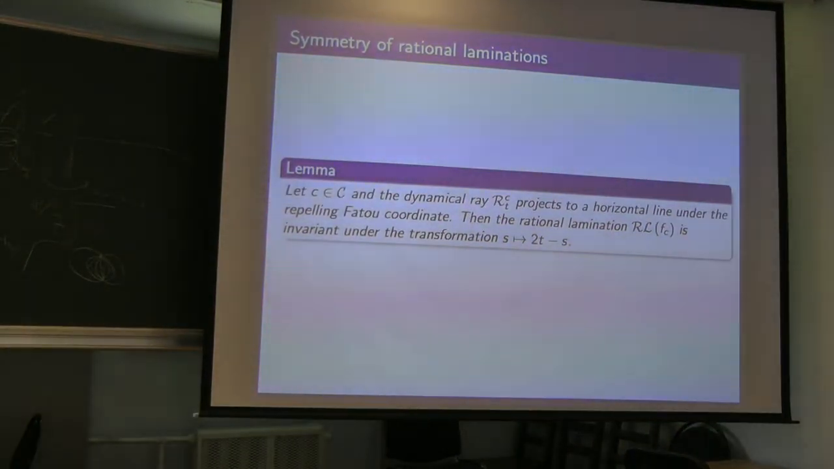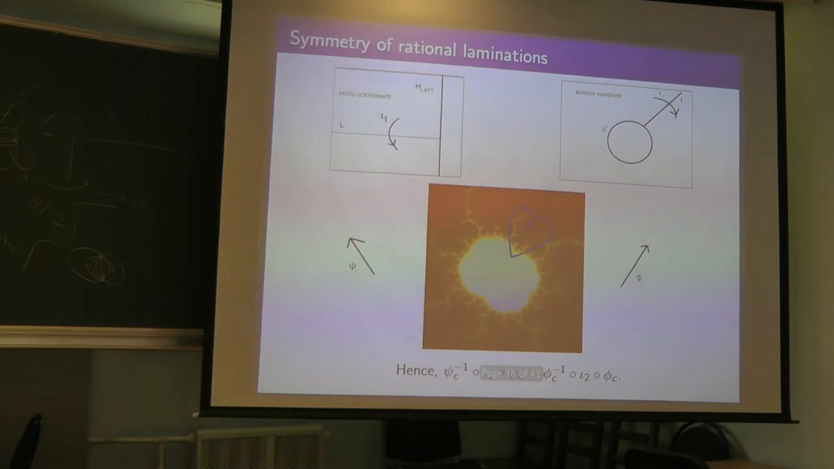So you have some parameter c in the connectedness locus of any polynomial space or polynomial family, and c is a parabolic parameter. The ray at angle t lands at the parabolic point, and the repelling Fatou coordinate maps it to a horizontal line. If that happens, then the corresponding rational lamination must be invariant under this transformation. As you can see, this transformation is just a reflection with respect to angle t. Right. Okay, so this is the proof.